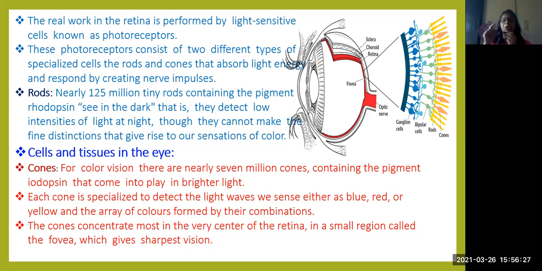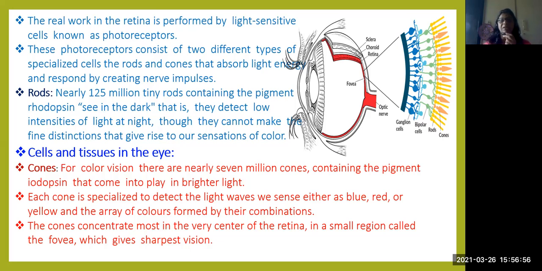That means in low intensities of light. Intensity of light is very low, but still we can see the picture. And rhodopsin is important, the pigment which breaks down when there is image formation. So because of the breakdown of this rhodopsin, then we can see the picture.